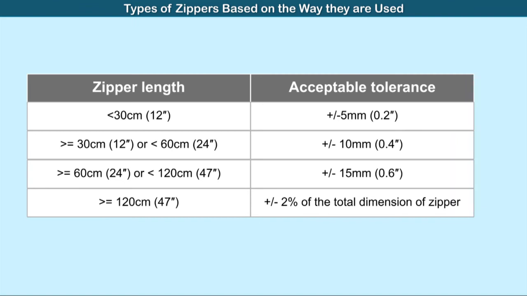If the zipper length is more than or equal to 60 centimeters and less than 120 centimeters, so that also we can say that if the zipper length is more than or equal to 24 inches and less than 47 inches, in that case the acceptable tolerance level for the zipper is plus and minus 15 mm or 0.6 inches. If the zipper length is more than 120 centimeters, that is 47 inches, then the zipper acceptable tolerance level should be plus and minus 2% of the total dimension of the zipper.